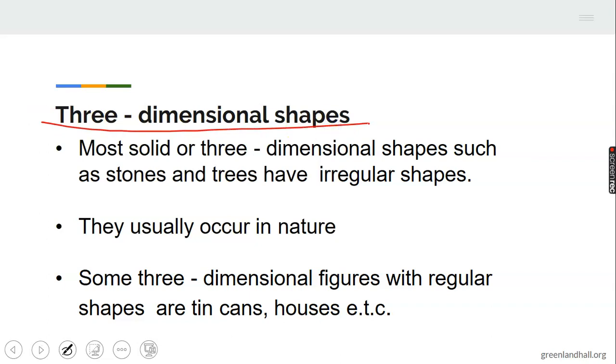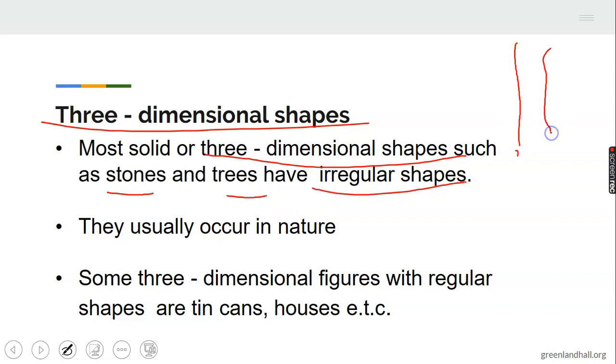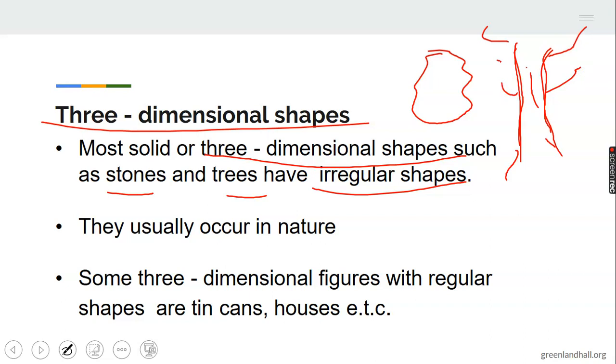Now, three-dimensional shapes. Most solid or three-dimensional shapes, such as stones and trees, have an irregular shape. You can imagine a tree or a stone. You can see the shape is not regular, that is, they are not equal. This is a tree. You have some branches here. You can see it's a solid shape, but it's not regular.